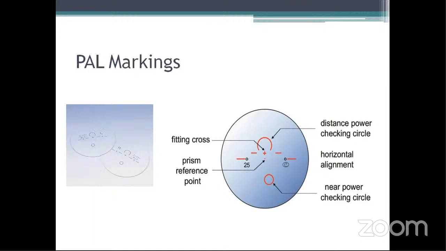Next, moving on to PAL markings. So in the picture, you can see the PAL markings. First, on top, we have a semicircle, an arc kind of a semicircle, which is the distance power circle, which is used for checking the distance power in the lensometer.